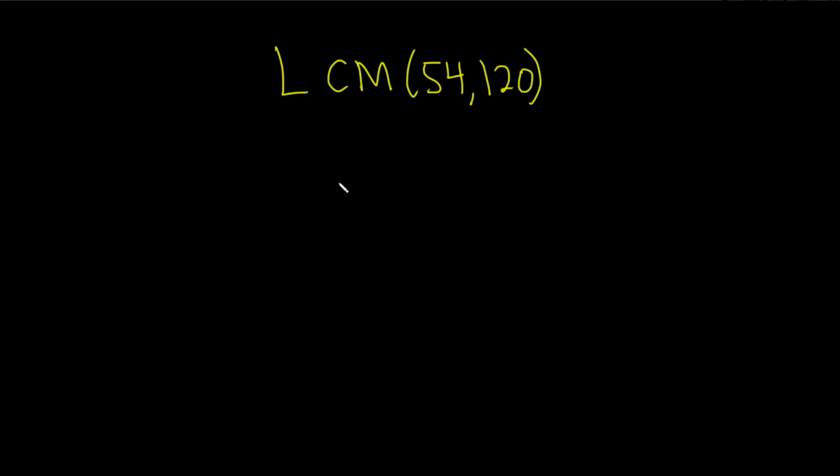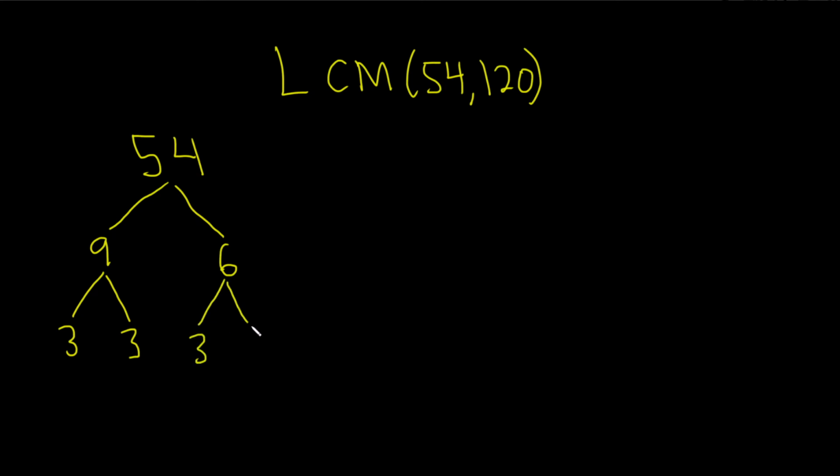Instead, we're going to use the prime factorization of each number. This is really cool, so watch this. Let's start with 54, and we're going to just factor this. 54 is 9 times 6. Then 9 is 3 times 3, and 6 is 3 times 2. Okay? So the prime factorization here would be 2 times 3, and there's 3 3's, so it'd be 2 times 3 cubed.